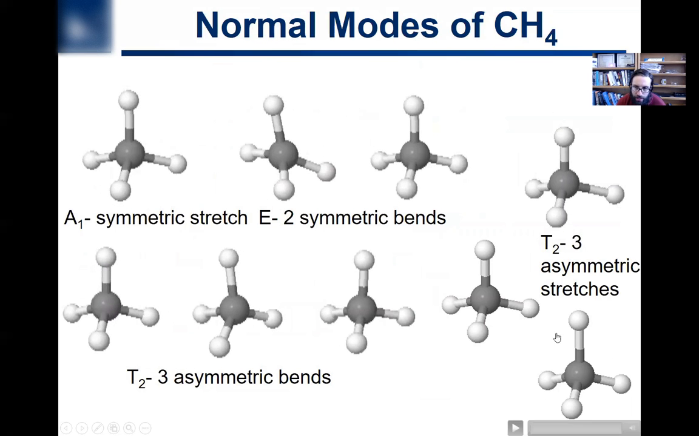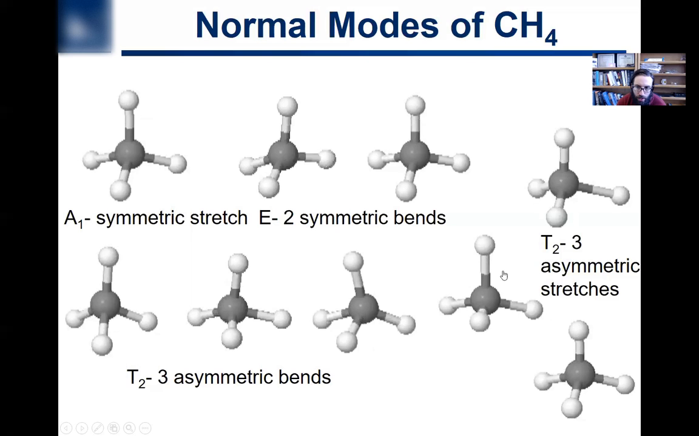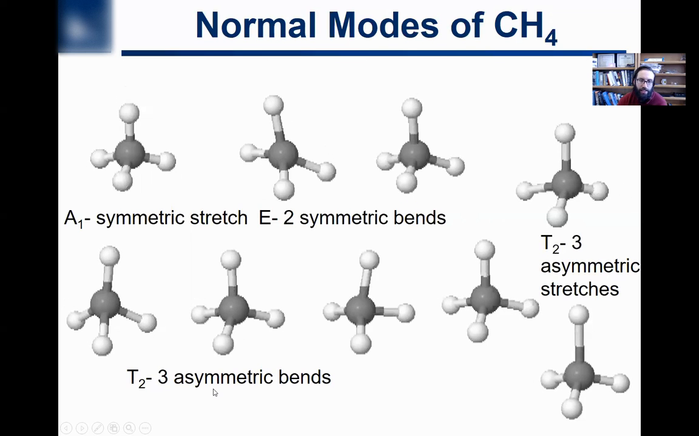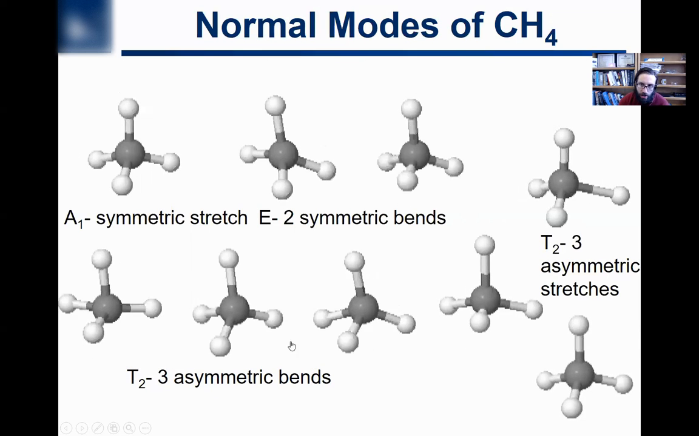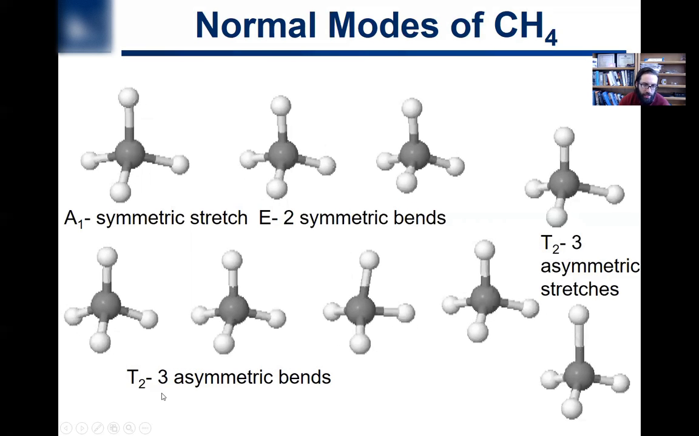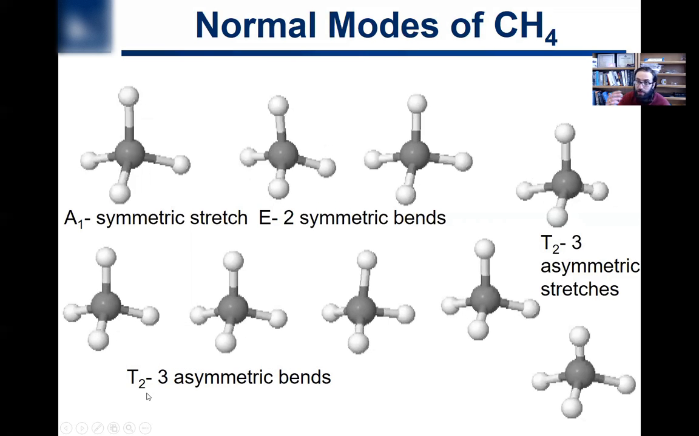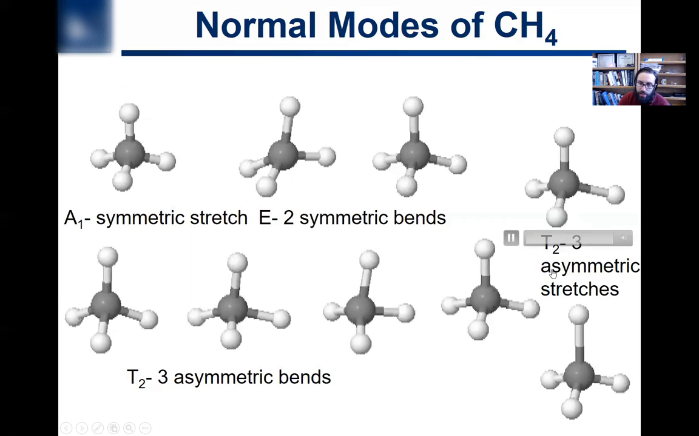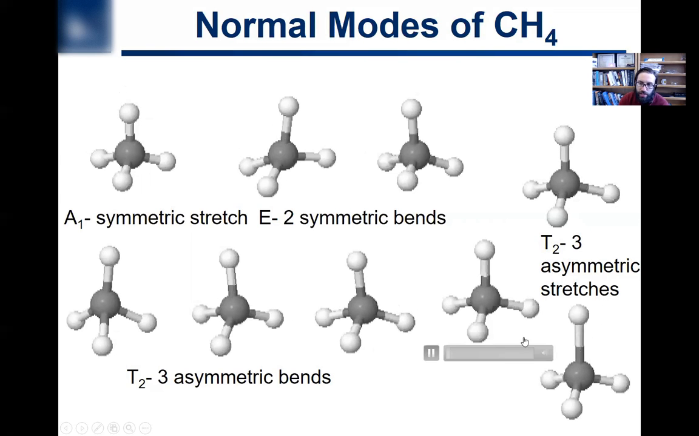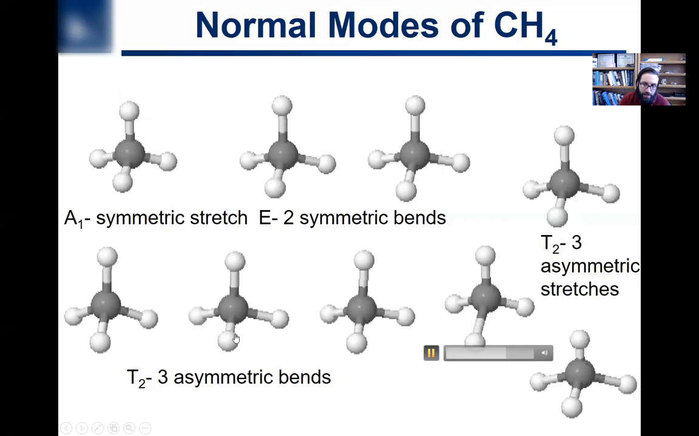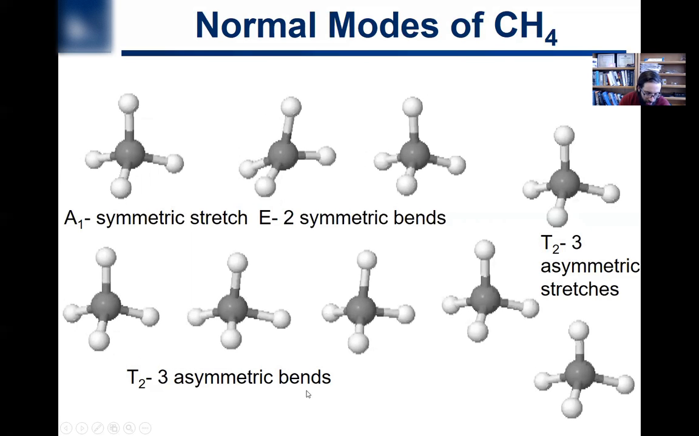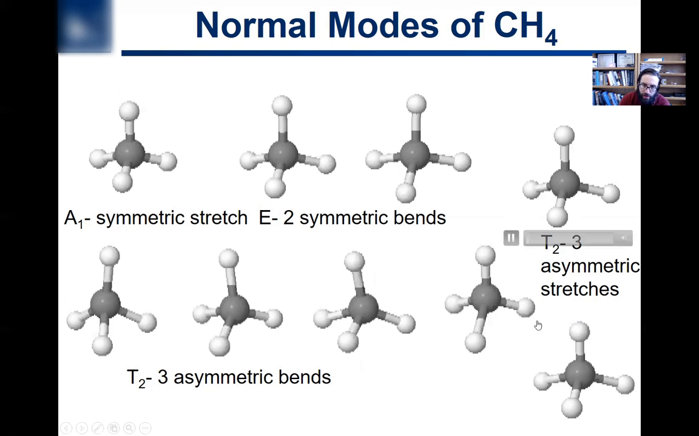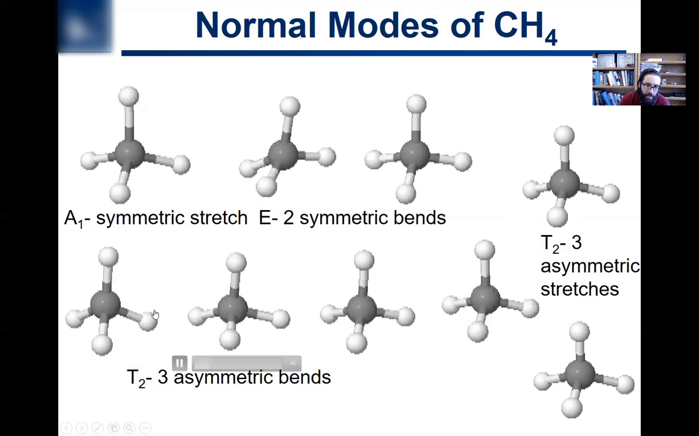Here you have 2 different T2 modes. 3 of them are stretches and 3 of them are bends. And these 3 bends are all going to be degenerate. They're all going to have the same energy because T2 is a Mulliken symbol that represents something that's triply degenerate. It has a dimensionality of 3. And same thing with these stretches. Even though they're T2 stretches, they're going to have different energy than bends, but they are all degenerate with one another. So these 3 here have the same energy. These 3 here have the same energy.